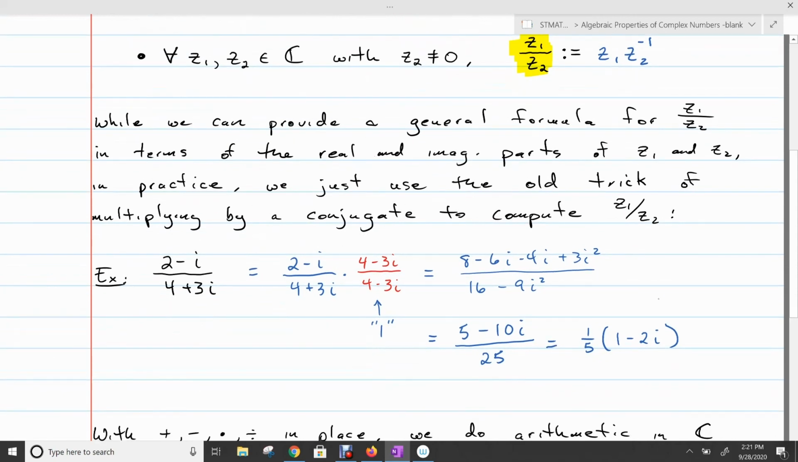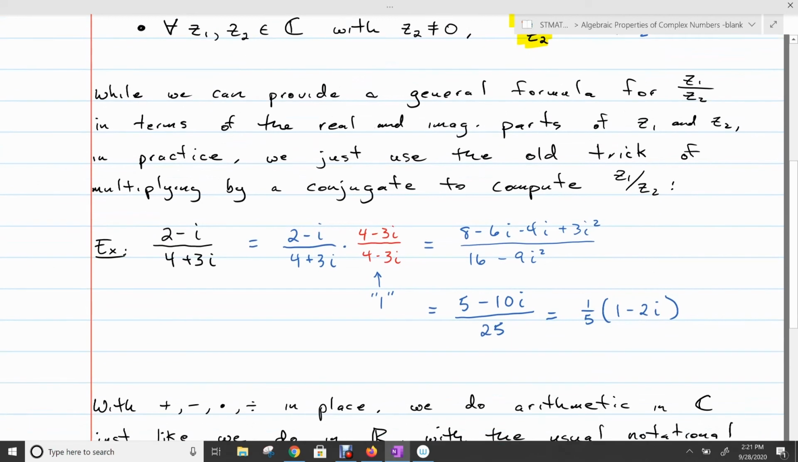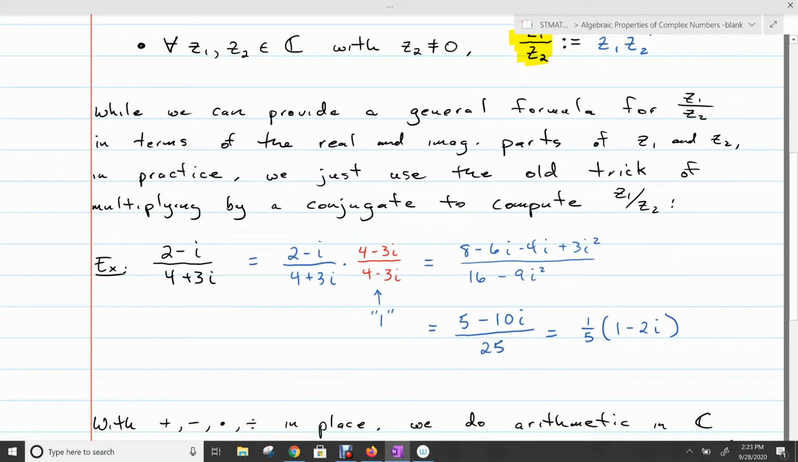Now, I would get the same result here if I took the denominator and found its inverse according to the formula that we had a minute ago, and then multiplied it times the numerator the way the formula says. You'd get the same answer. It would just be a bit more work.